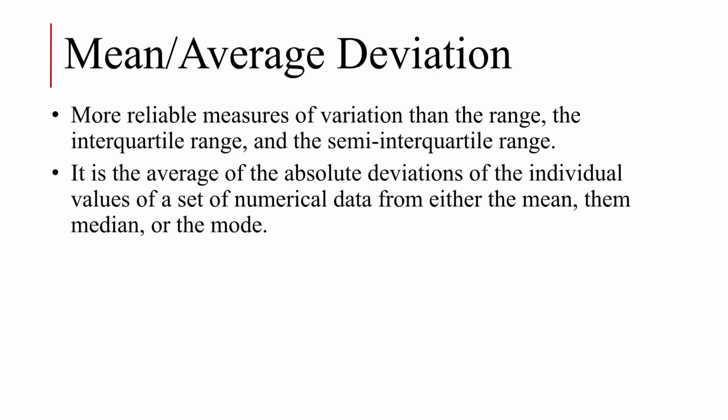Let's move forward to mean or average deviation. It is a more reliable measure of variation than the range, the interquartile range and semi-interquartile range. It is the average of the absolute deviations of the individual values of a set of numerical data from either the mean, the median, or the mode.